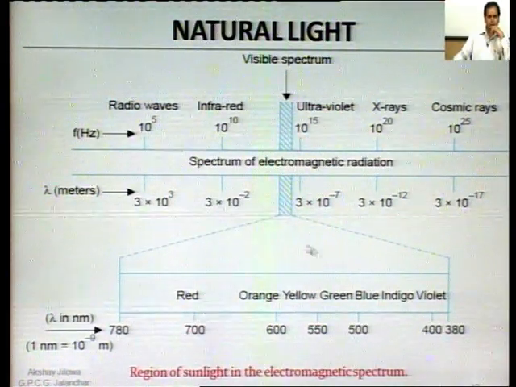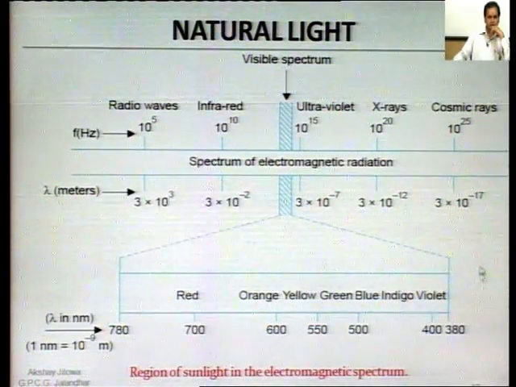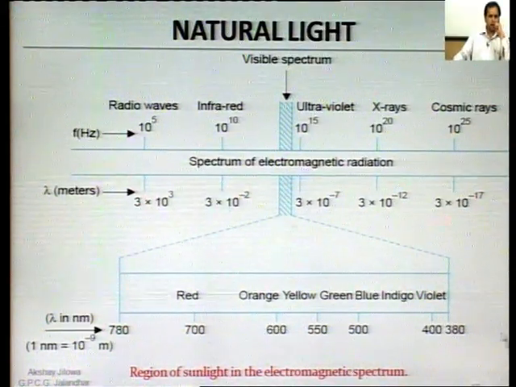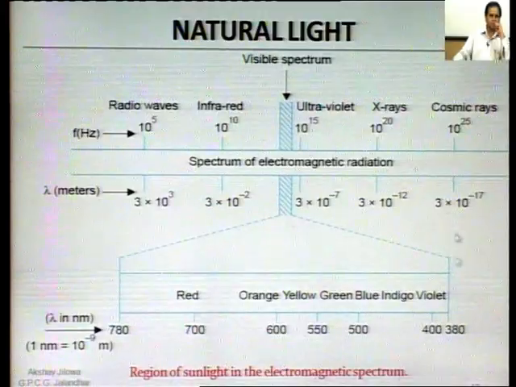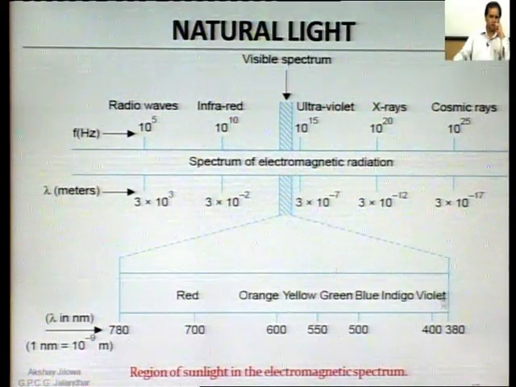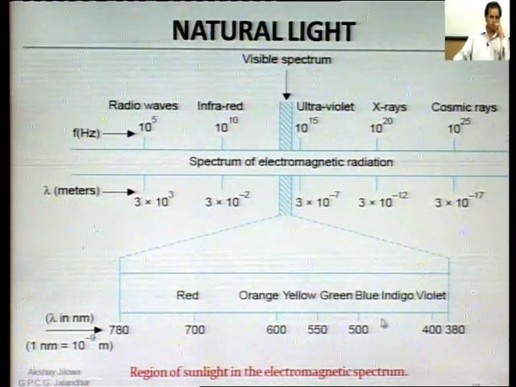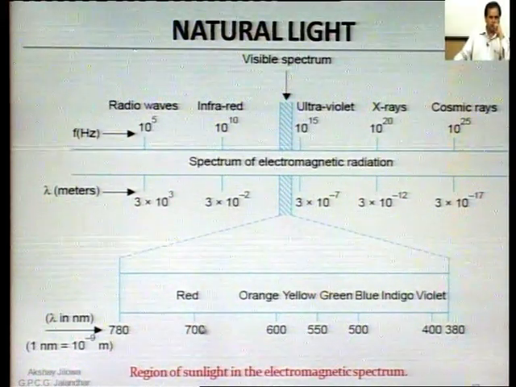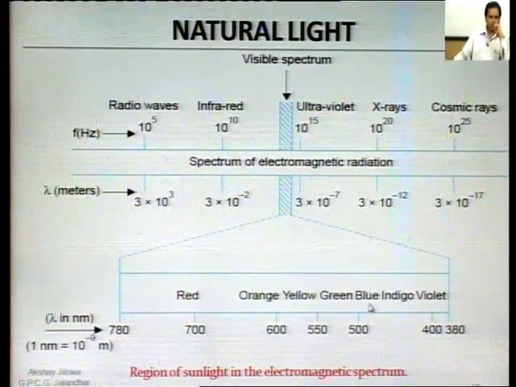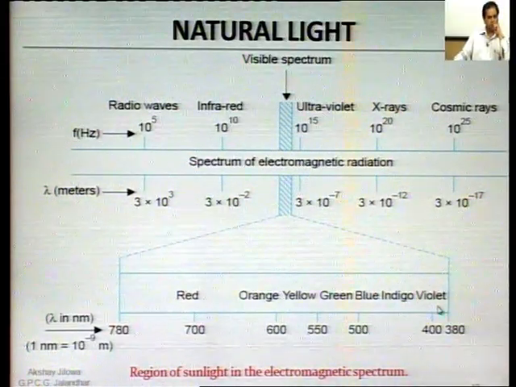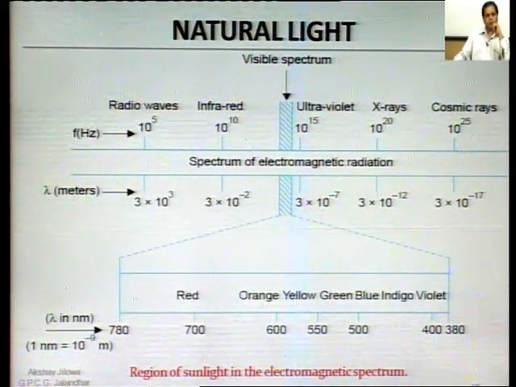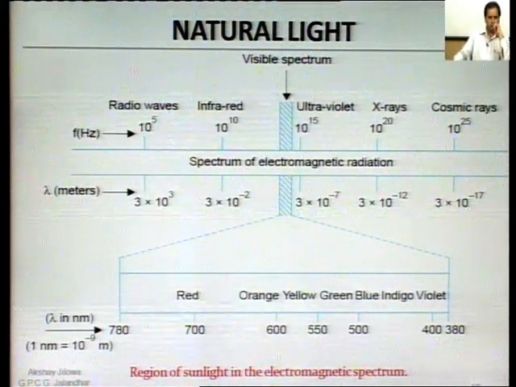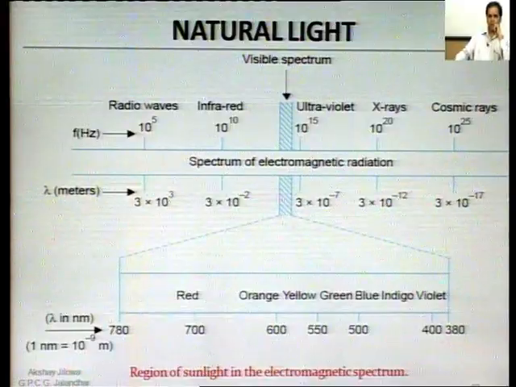So, this is the band over which the visible spectrum is expanded, and within this visible spectrum, this is the sunlight. Within this visible spectrum we have different colors: red, orange, yellow, green, blue, indigo and violet. As we are all familiar, it is called VIBGYOR: violet, indigo, blue, green, yellow, orange and red.